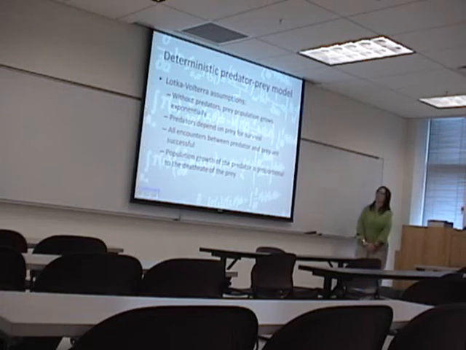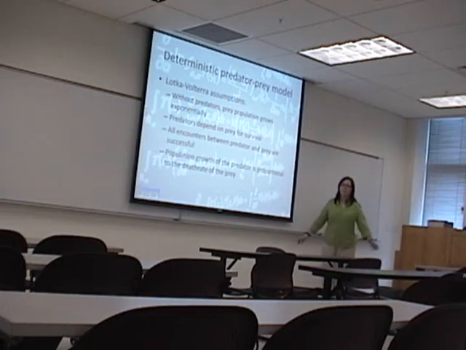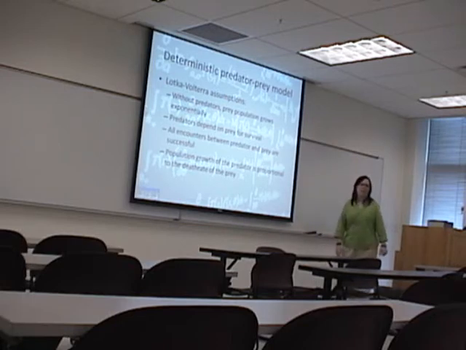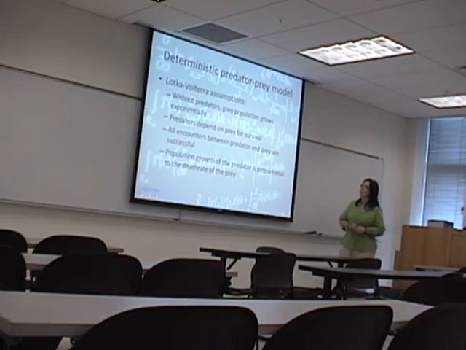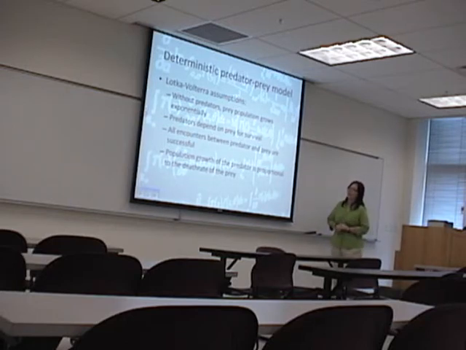Okay, now let's move on to the predator-prey model. This is the classic model that everybody who has ever done anything in biological modeling knows. The Lotka-Volterra assumptions are that in the absence of predators, the prey population will grow exponentially. Also, predators depend on prey for survival, all encounters between predator and prey are successful, and the population growth of the predator is proportional to the death rate of the prey.